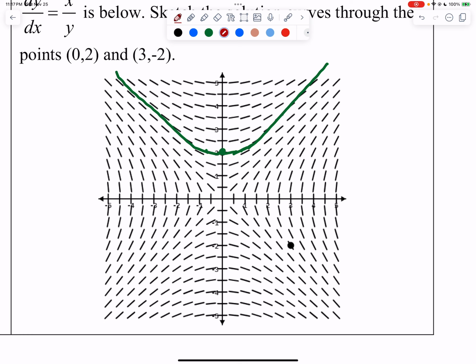Same thing for 3, negative 2. So we have 3, negative 2 right here. Just try to sketch it. Look something like this. Right there.